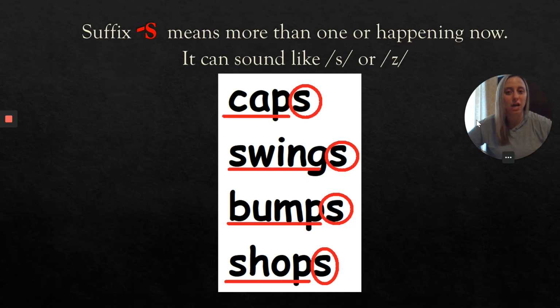Now consider the word swings. What is the base word in the word swings? What is the base word in the word bumps? What is the base word in the word shops? You would have said swing, bump, and shop.